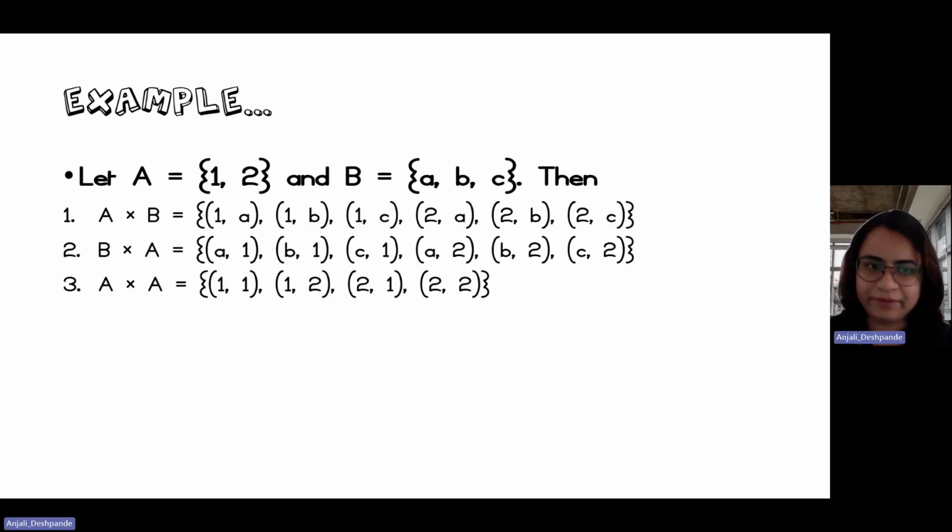These are a few more examples of cross product on the same two sets. If you see very clearly, it is given the set A cross B and set B cross A. Both are not the same. Also, we can find the cross product of a set with itself. That is given in the third part.